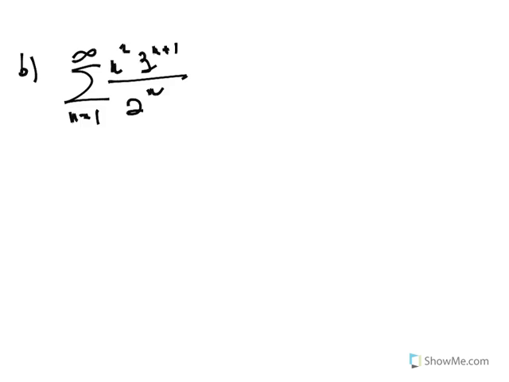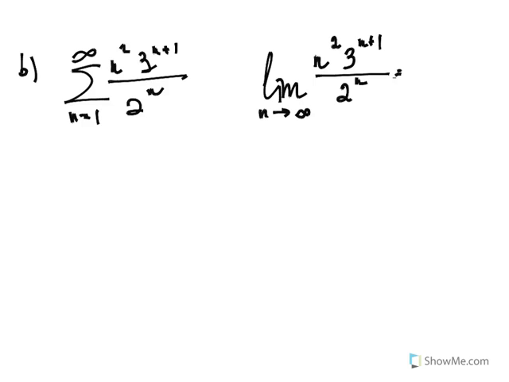So, well, let's take the limit and see what happens. It's n squared times 3 to the power of n plus 1 over 2 to the power of n as n approaches infinity. So you can actually play with it. You can plug in 1, 2, 3 and see which one goes faster. I can rewrite it to help you see which one actually does grow faster.